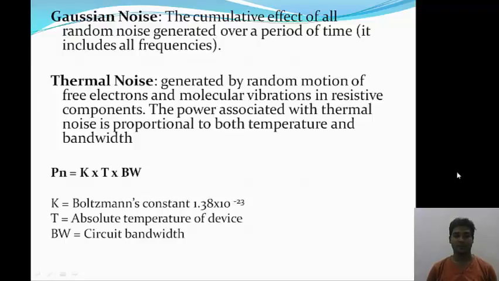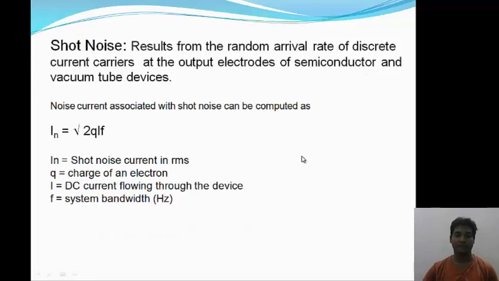We can calculate the power associated with thermal noise with the formula shown in the PPT, that is K into T into BW, where K is the Boltzmann constant, T is the absolute temperature of the device, and BW is the circuit bandwidth.